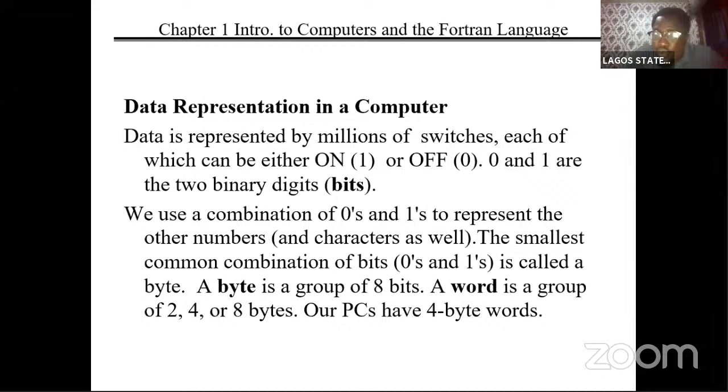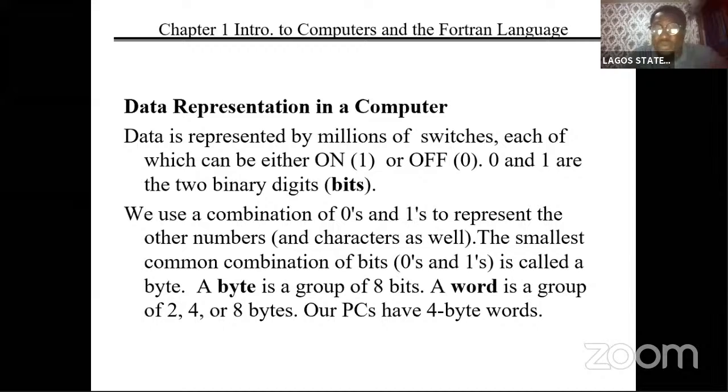That we are now telling you how the data works. If you write, my name is Toyin Enikuomehin, in your program, it is being translated to a series of zeros and ones. And that's why we say that those combinations of zeros and ones are used to represent not just numbers, but characters as well. The smallest common combination of the bits, zeros and ones, is called a byte. A byte is the smallest common combination of bits. And a byte is a group of 8 bits.